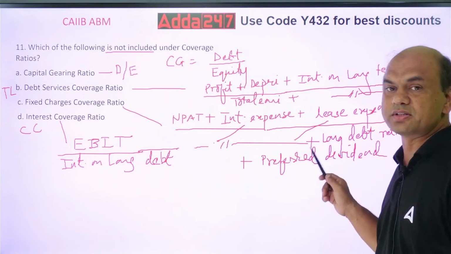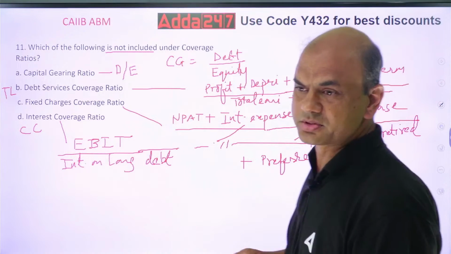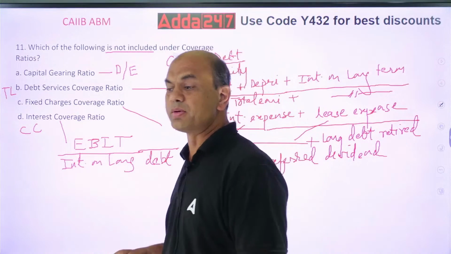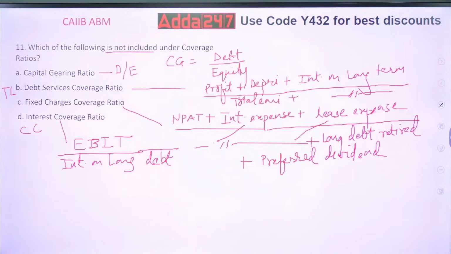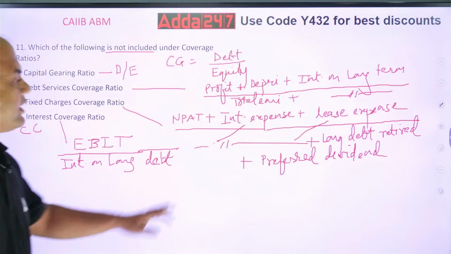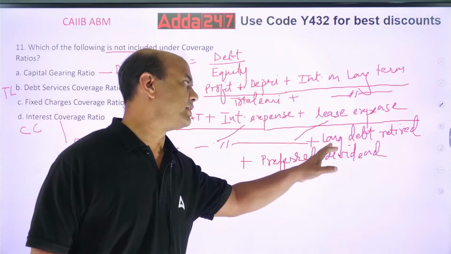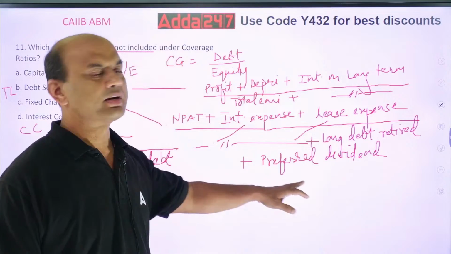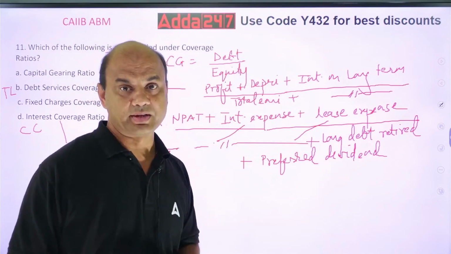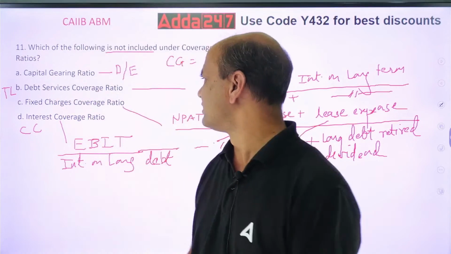This ratio is a new one. It is not there too much in the books. But you have to look at it. Kindly write down the formula which is given. NPAT plus interest expense plus lease expense upon interest plus lease expense plus long-term debt retired plus preferred dividend. Write down this formula. And last one, you know, interest coverage ratio.